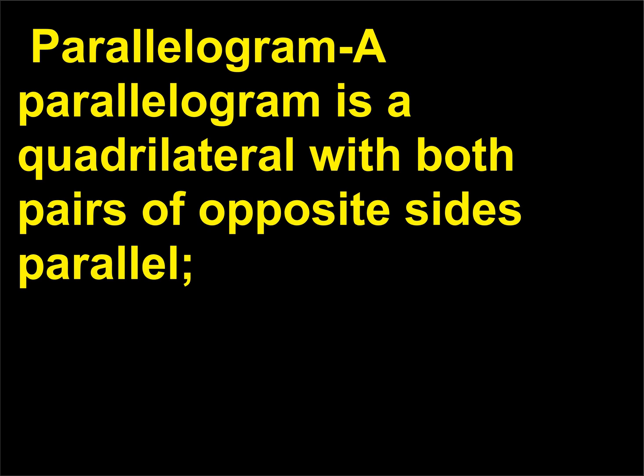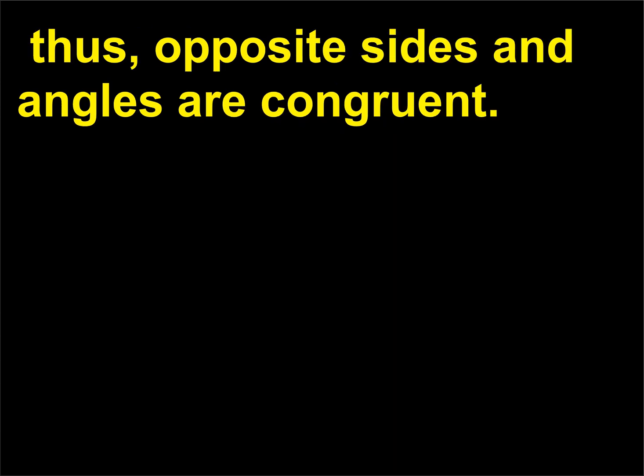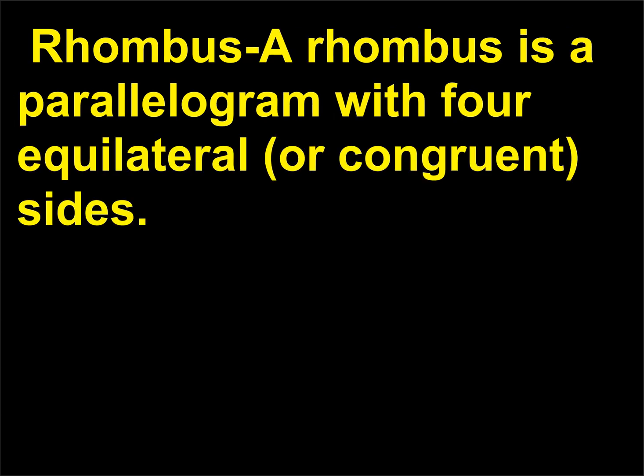Parallelogram. A parallelogram is a quadrilateral with both pairs of opposite sides parallel. Thus, opposite sides and angles are congruent. Rhombus. A rhombus is a parallelogram with four equilateral, or congruent, sides.